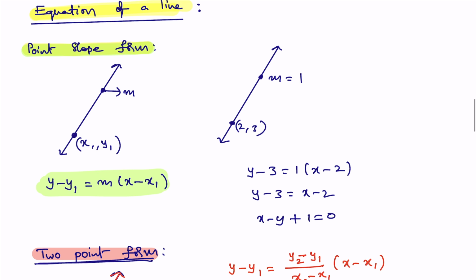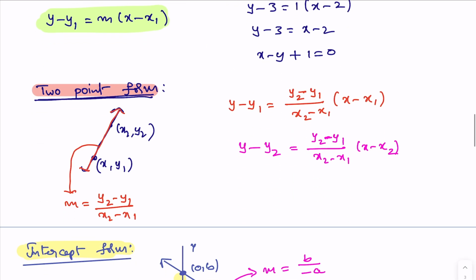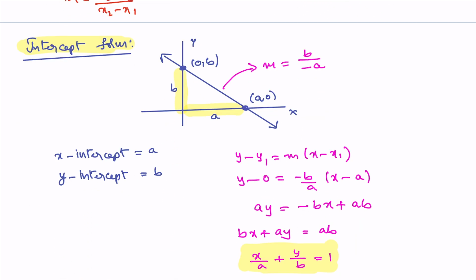What is two point form? When we know any two points on the line, then we can find the line equation. For that, what is the formula? Y minus y1 equals y2 minus y1 divided by x2 minus x1, into x minus x1. What is intercept form? When we know the x-intercept of a line and the y-intercept of a line, then to find the equation of the line, the formula is x by a plus y by b equals 1.